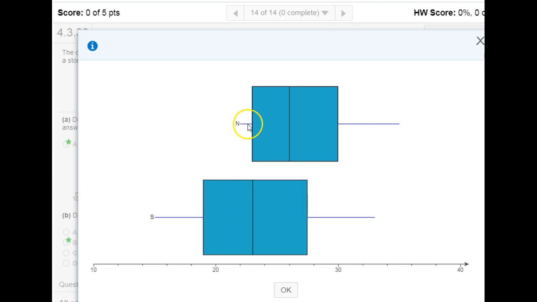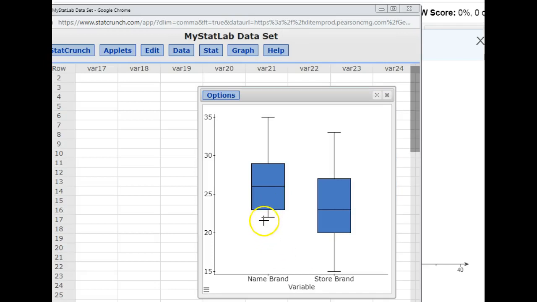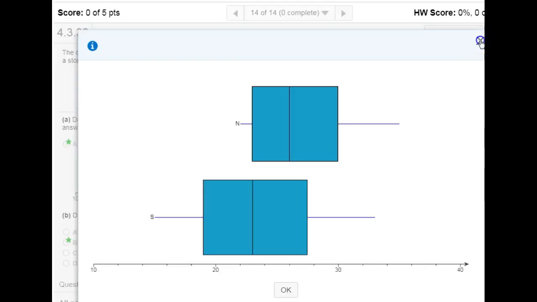You can also look at the length of the whiskers. Name brand has a really short whisker on the lower end and then longer on the high end, which is what we did see in StatCrunch as well.